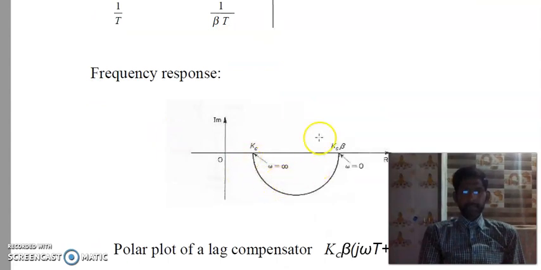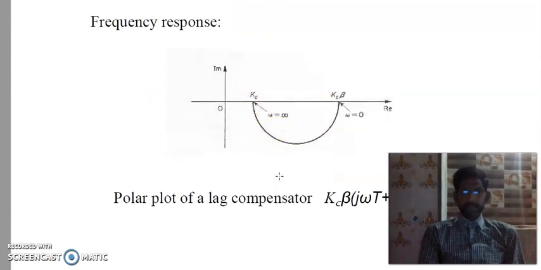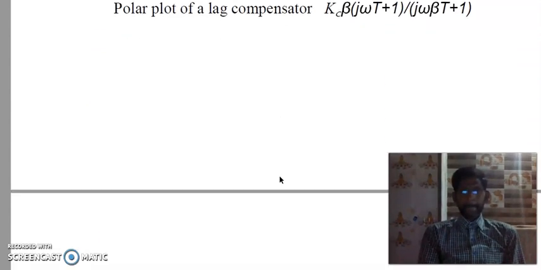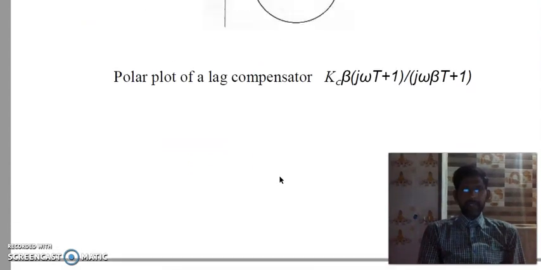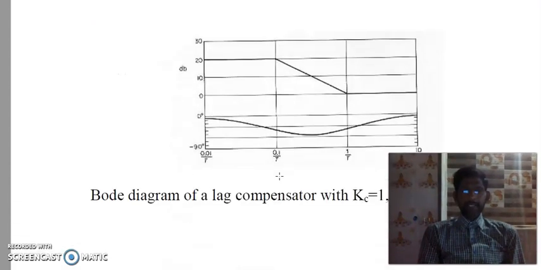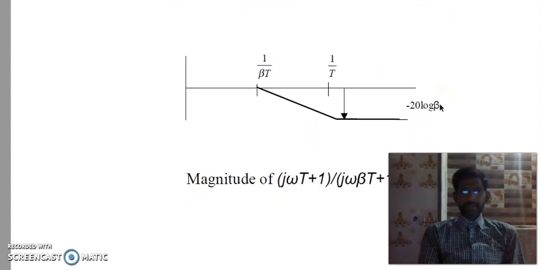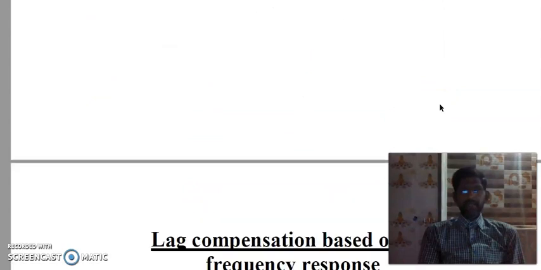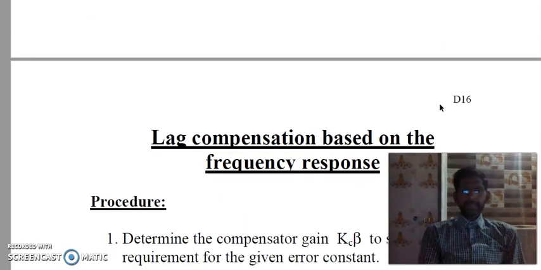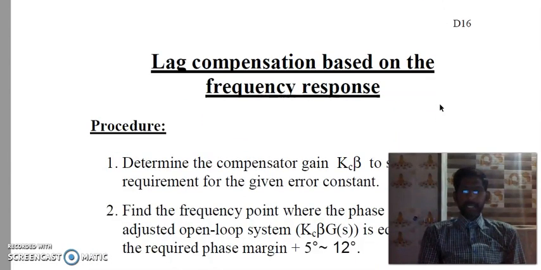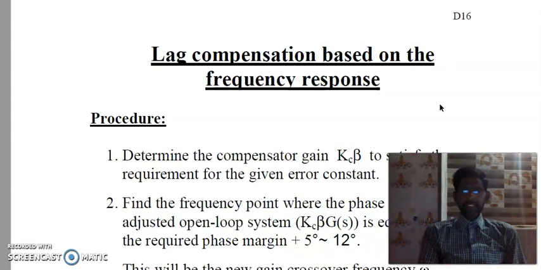The polar plot for the lag compensator will be like this. The Bode diagram for the lag compensator with Kc equal to 1 and beta equal to 10, the magnitude of that will be that. Now the lag compensation based on the frequency response.